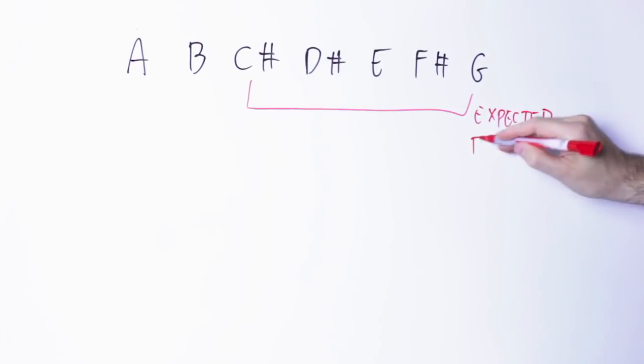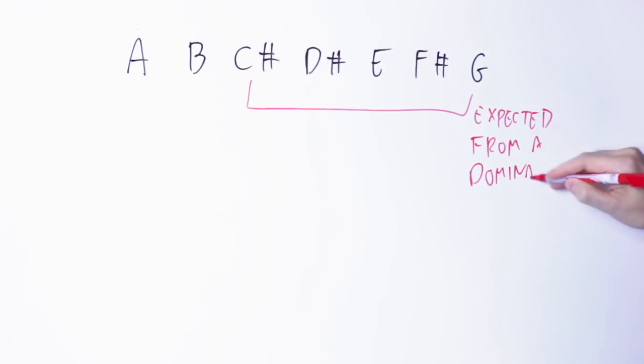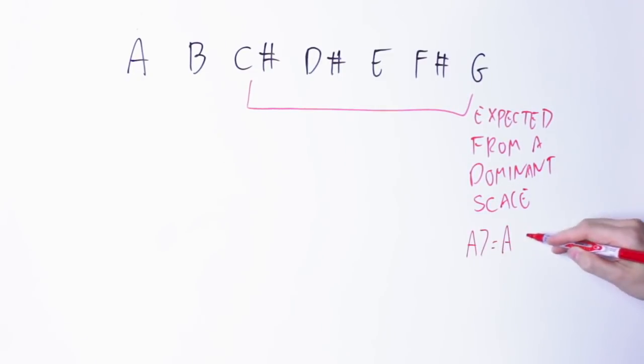There is a tritone between the third note, C sharp, and the seventh note, G, and that's what we expect from a dominant scale, meaning a scale that can be used on a dominant chord, because the A dominant chord, it's A, C sharp, E, G, and it's characterized precisely by the interval of a tritone between the third and the seventh.